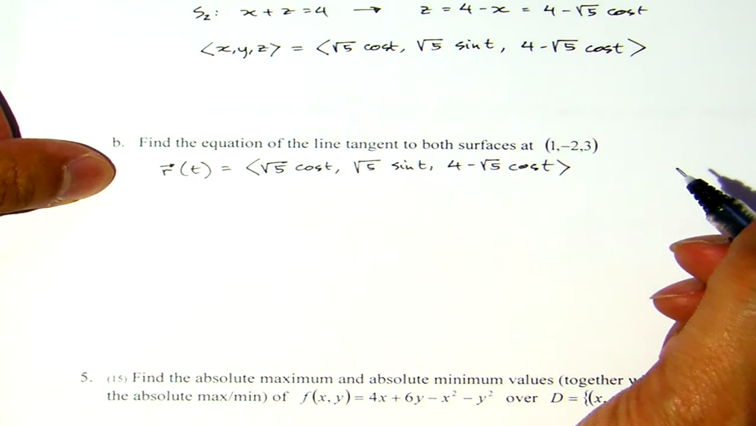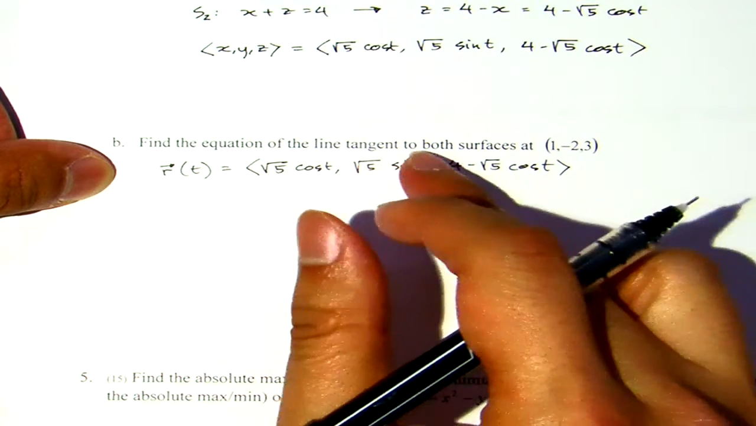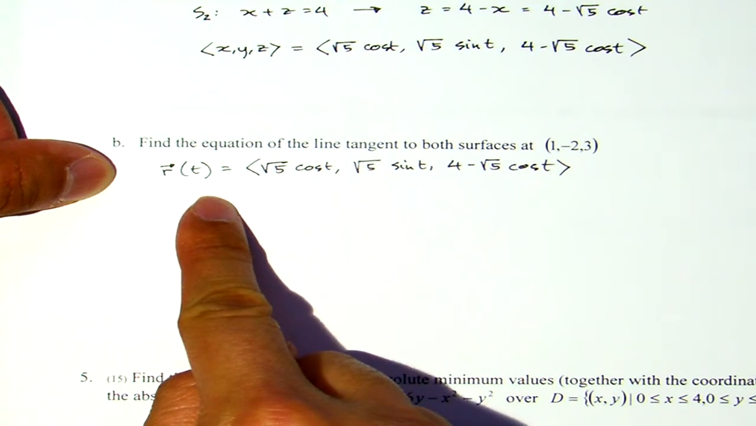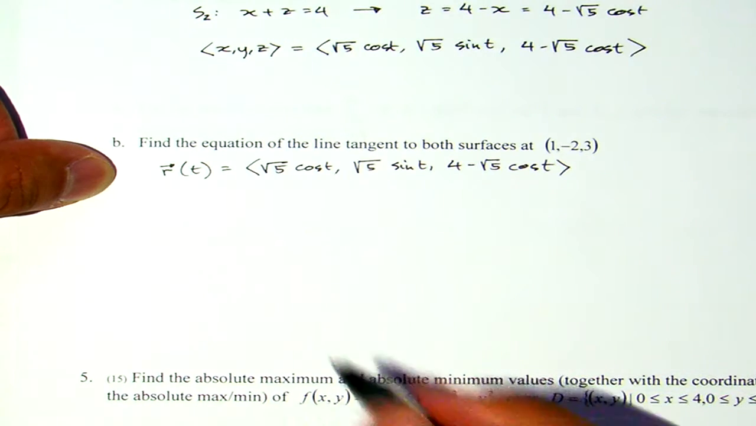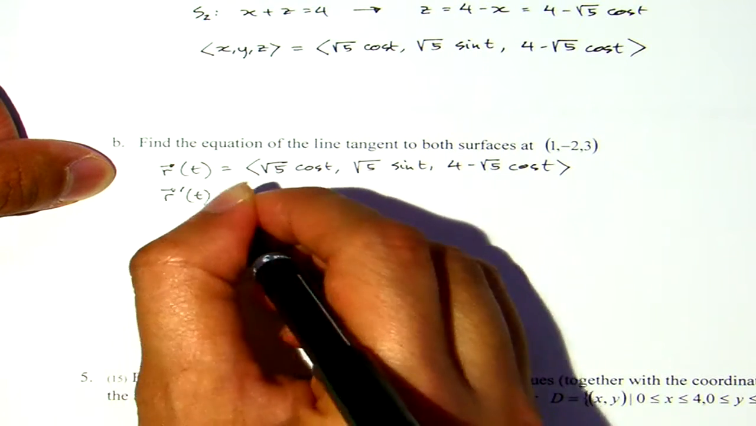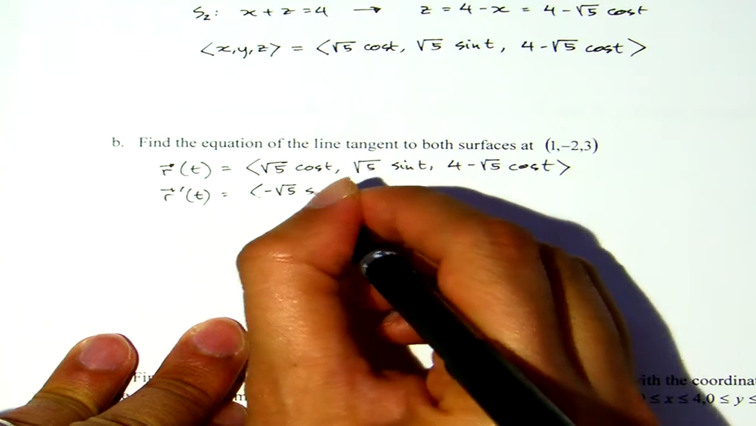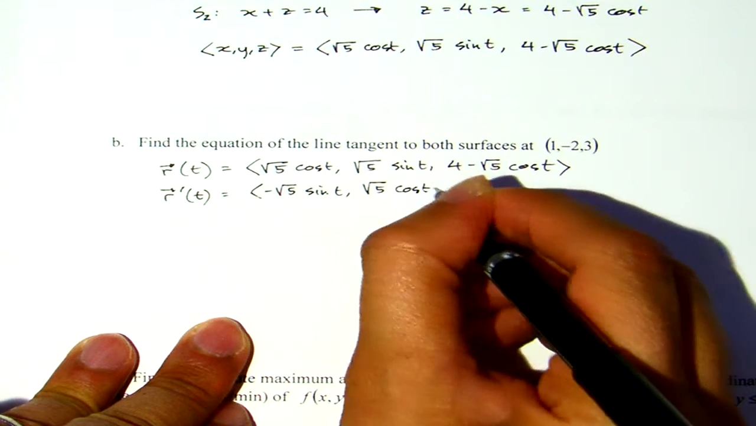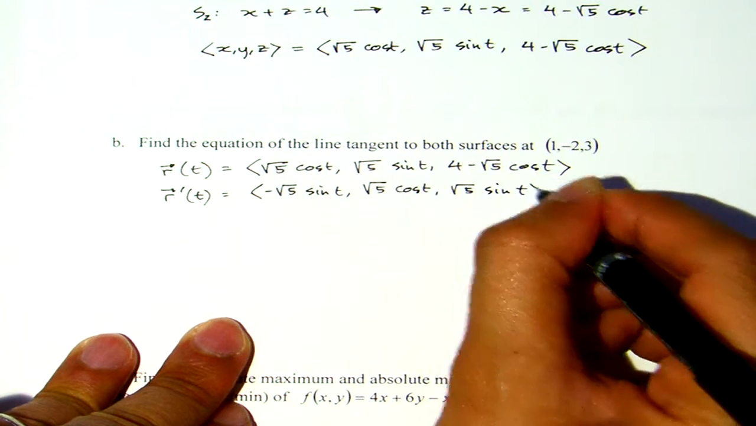Now, therefore, if I want to find the equation of the line tangent to both surfaces, it must be also the same line that is tangent to this path at that point. Is that right? Now then, to do so, I will take the first derivative at t here. That will be negative radical 5 sine t, radical 5 cosine t, and this will be radical 5 sine t.